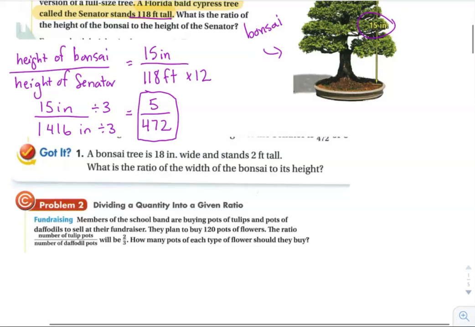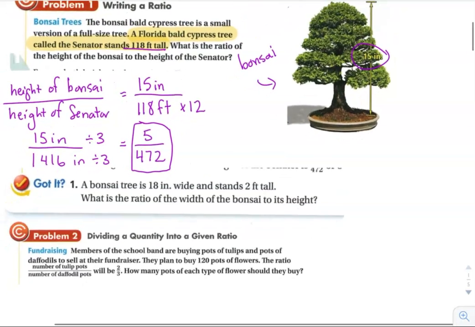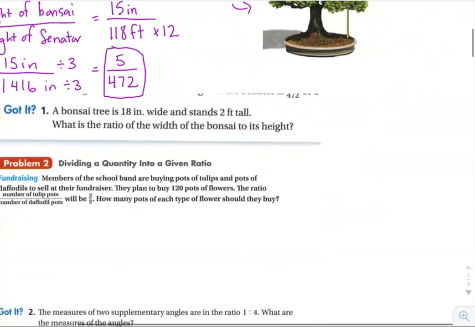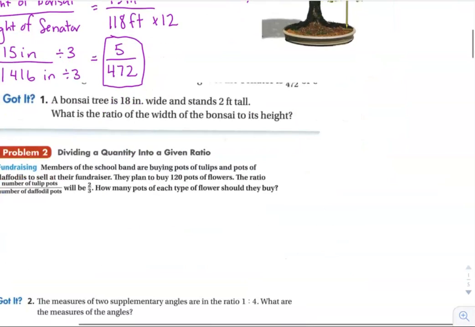All right, you guys pause the video, and I want you to do our practice number 1. So a bonsai tree is 18 inches wide and stands 2 feet tall. You want to find the ratio of the width of the bonsai to its height. So instead of comparing two different trees now, you guys are going to compare width to height. Pause the video, try it, and then check your work.